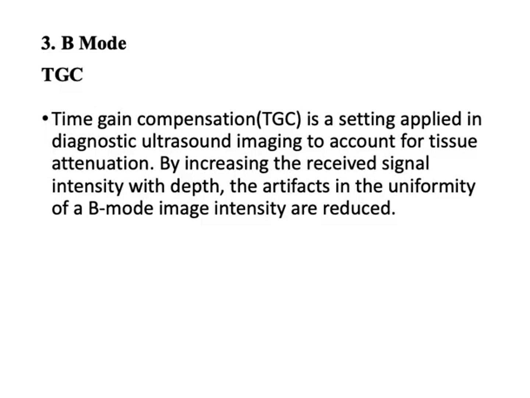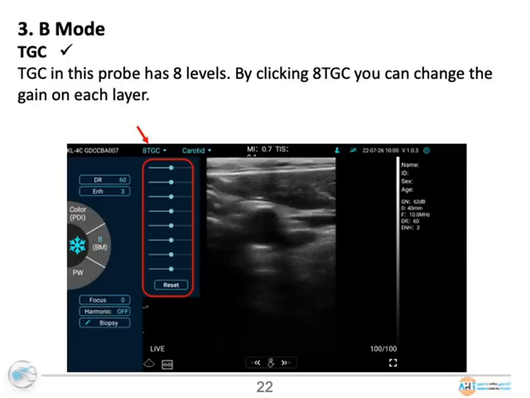TGC. TGC, also known as time gain compensation, is a setting applied in diagnostic ultrasound imaging to account for tissue attenuation. By increasing the received signal intensity with depth, the artifacts and the uniformity of a B-mode image intensity are reduced. TGC in this probe has 8 levels.